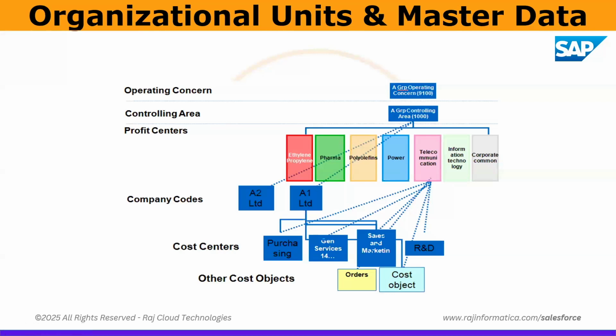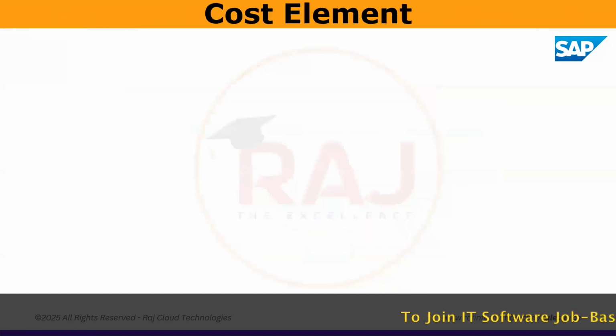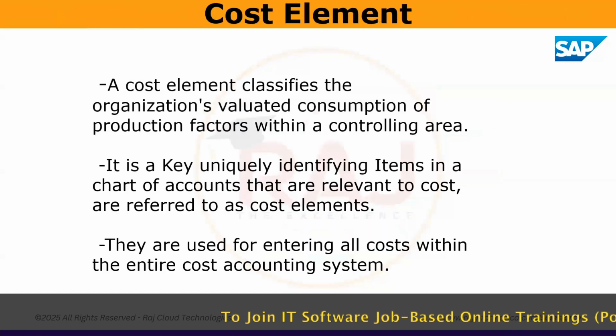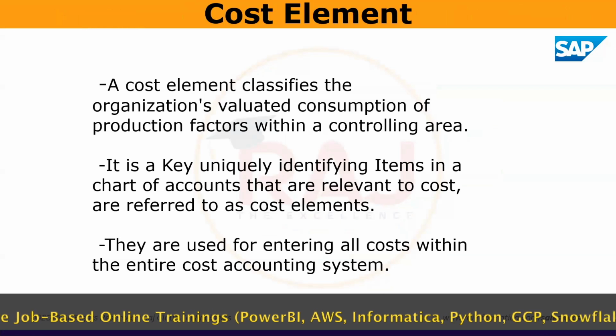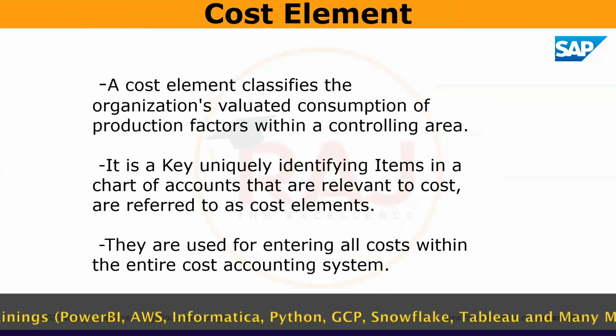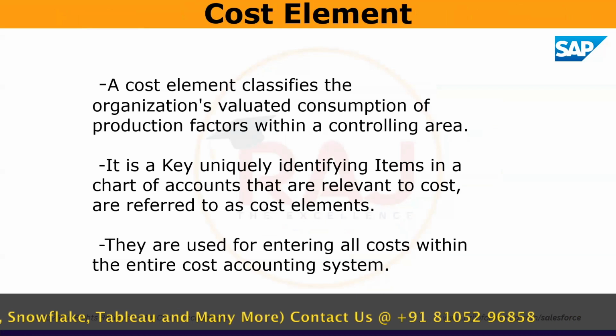We also have a controlling related organizational structure. Under that, we have to assign different company codes under the controlling area. For that, you can use different cost accounting objects, and that will help you to get the reports. Cost element classifies the organization's consumption of production factors within a controlling area. So cost element is nothing but what you call a GL account in SAP FI to post the entry.